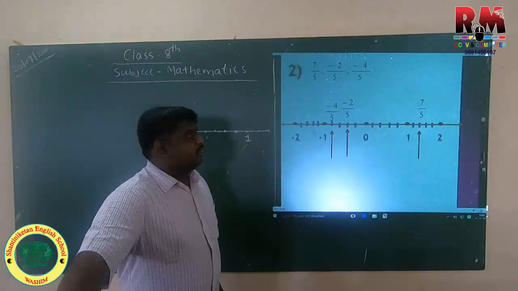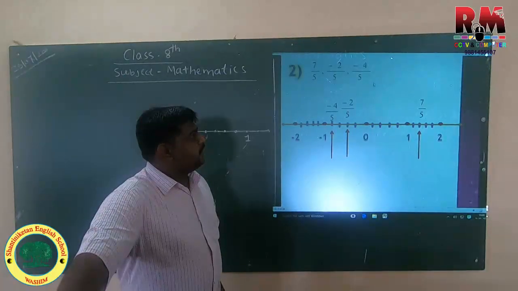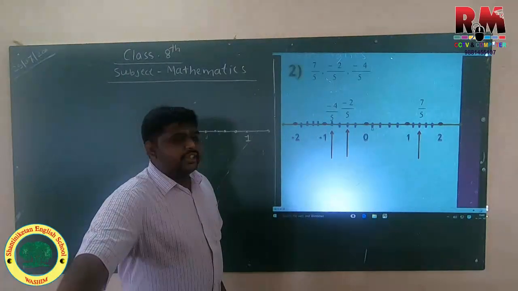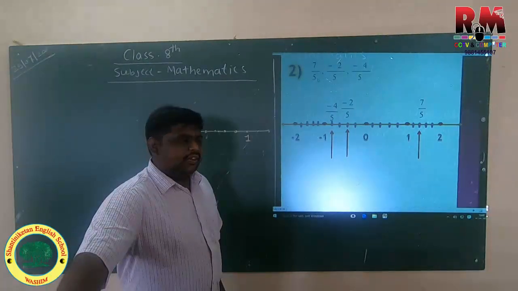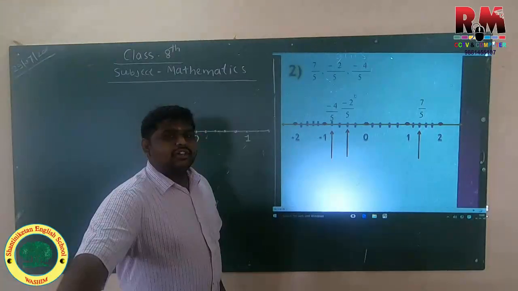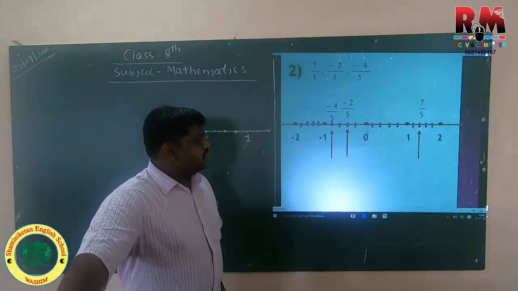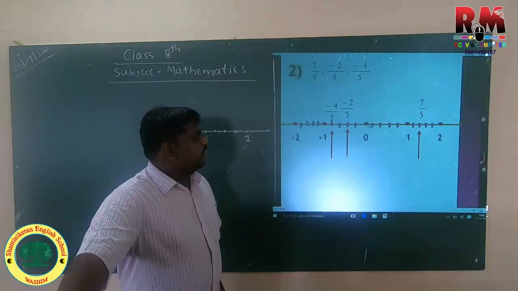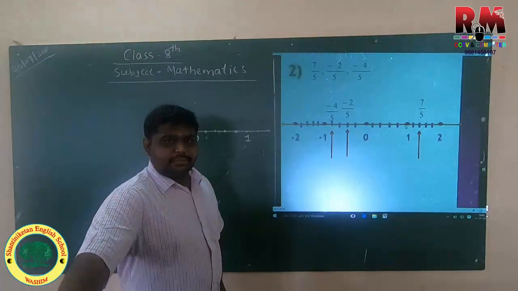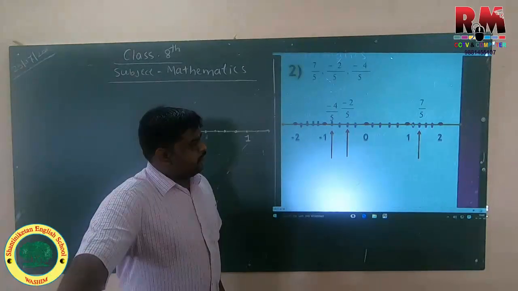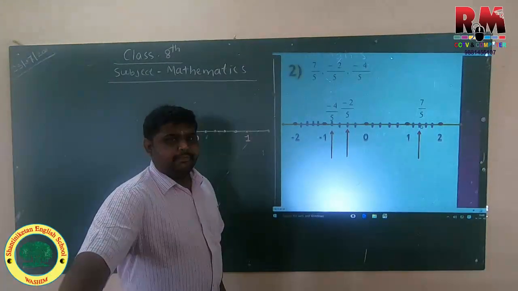Okay. So here the denominator is 5, so we divide the unit distance into 5 equal parts. The first number is 7 by 5, which means the 7th dot on the right side of the 0. So 0 means 0 by 5, then 1 by 5, 2 by 5, 3 by 5, 4 by 5, 1 means 5 by 5, then 6 by 5 and lastly 7 by 5.